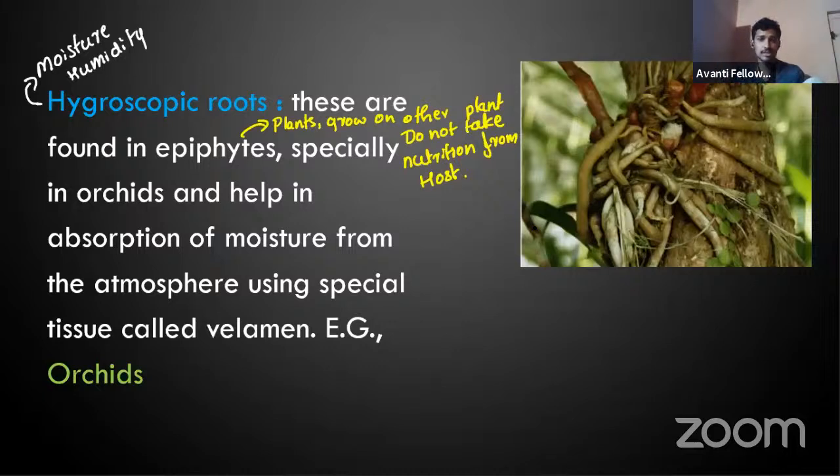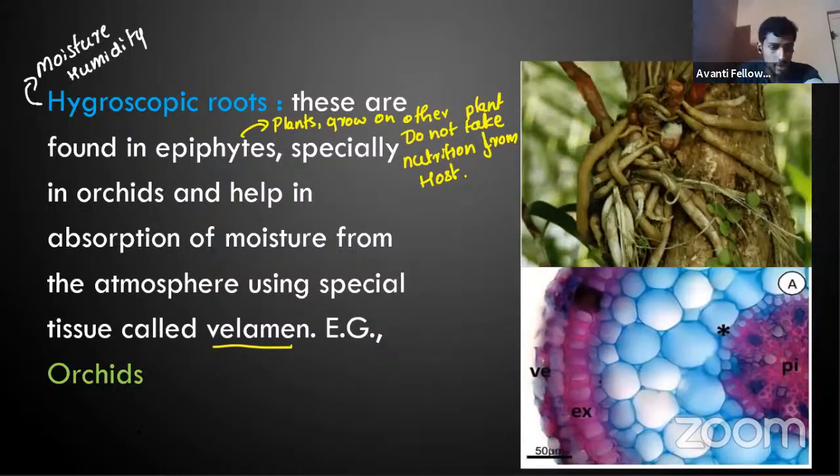It can do photosynthesis. It will be green in color. But water, how will it collect? Then they developed a kind of root, we call it the hygroscopic root, that has sponge-like cells. We call that a layer of velamen that actually helps in absorption of atmospheric moisture.